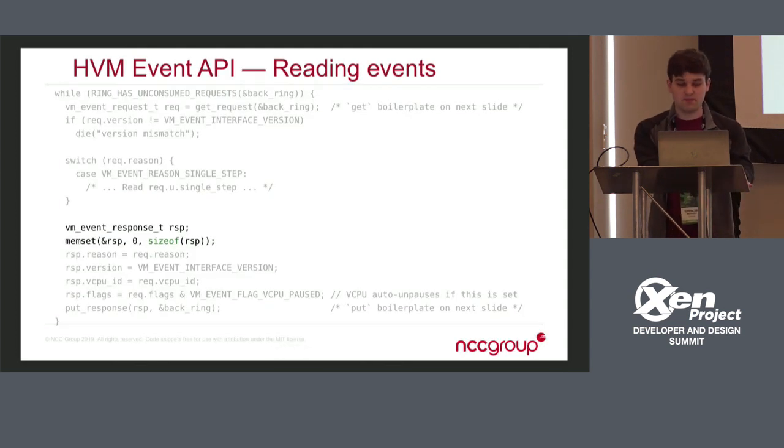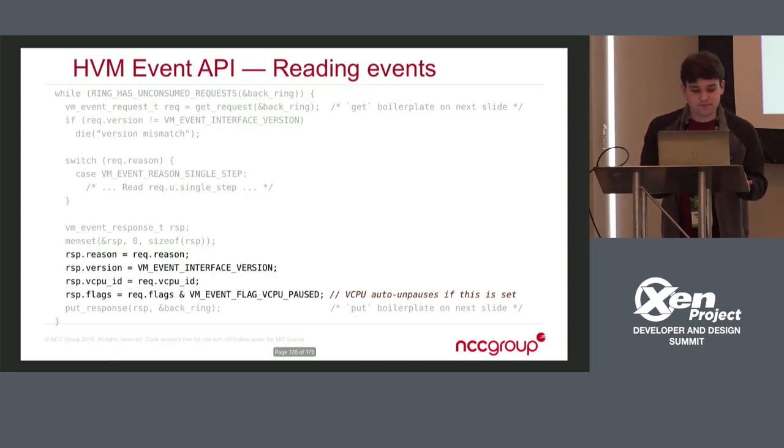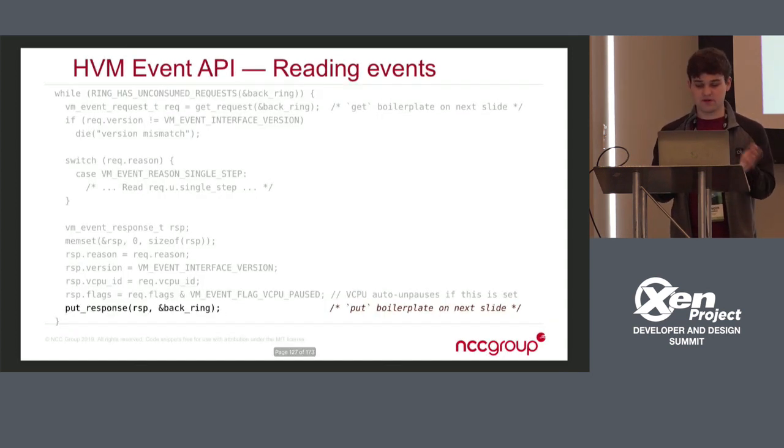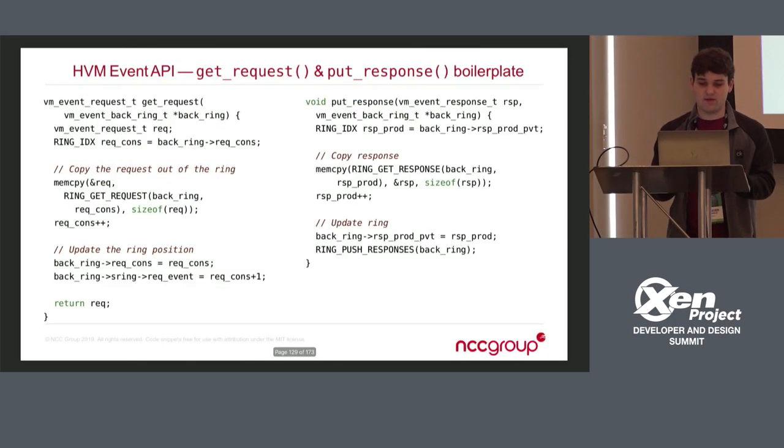Then you have to craft a response, which is vm_event_response_t. This is actually just a typedef for the same type that is vm_event_request_t. You have to set the reason, the version, and the vCPU ID to be the same as the request, as far as I know. Flags does not have to be the same, but I recommend you always mirror back the VM_EVENT_FLAG_VCPU_PAUSED flag, because if you don't, you risk locking up the guest, and I'll explain why in just a little bit. And you put the response back on the ring buffer, which I have the boilerplate for here.